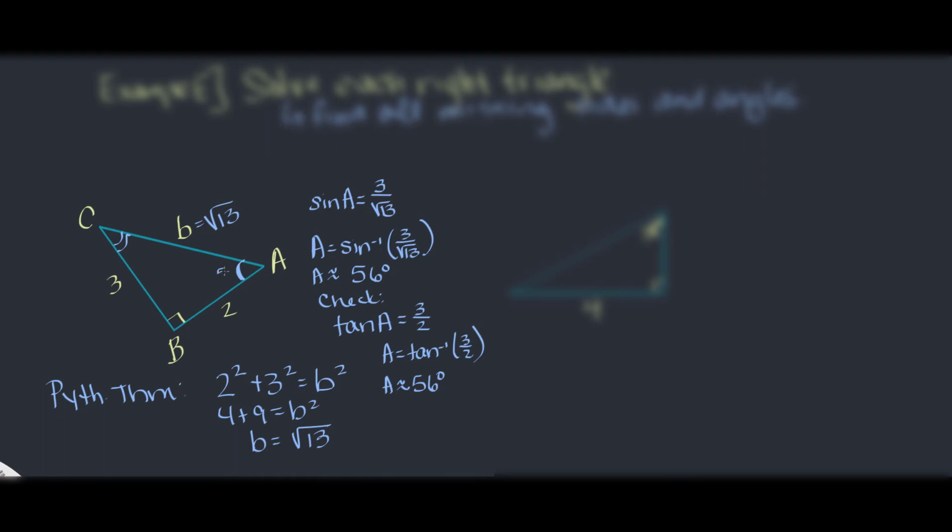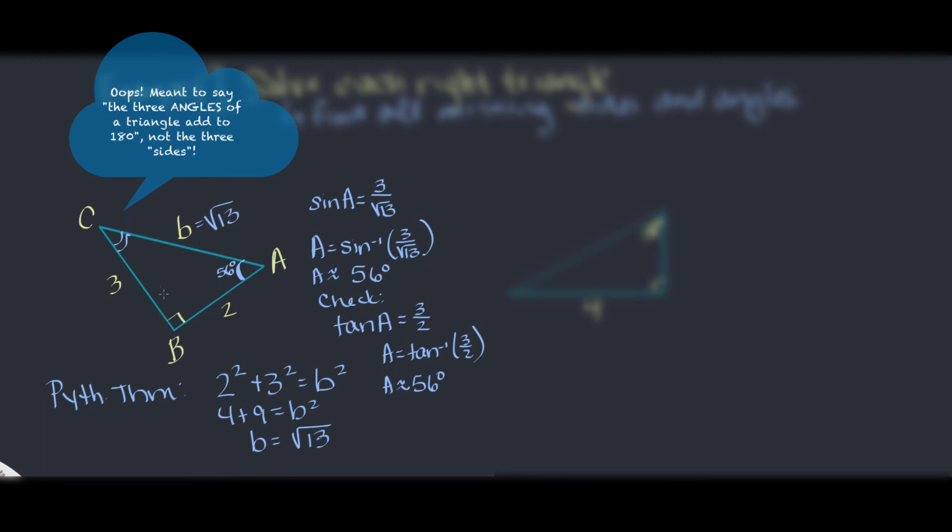So once we know that angle A is 56 degrees, you can use trigonometry to get C, but you don't need to, because you know that the three angles of a triangle add up to 180. And what's more, because we already have 90 degrees here, we should know that the other two angles are complementary, so they add up to 90. So we can really just do 90 minus 56, which is 34. So we have solved this right triangle because it has three side measures and three angle measures.